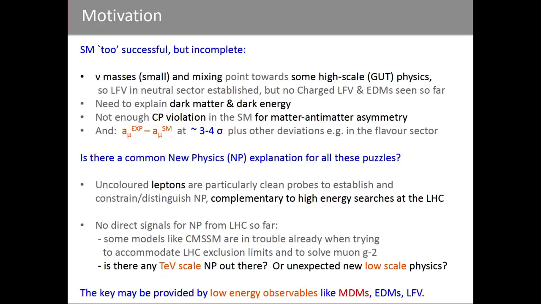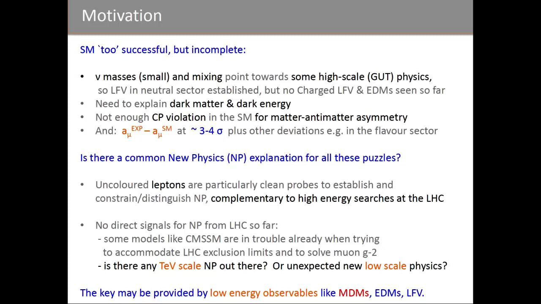So, of course, the question ultimately is if there is any TeV-scale new physics out there, as was predicted by many people and is still hoped for. Or is there some completely new low-scale physics in the game, which the LHC possibly wouldn't be able to track down, but for which a lot of other low-energy experiments have been built recently, and a lot of the parameter space is already ruled out also in this area.